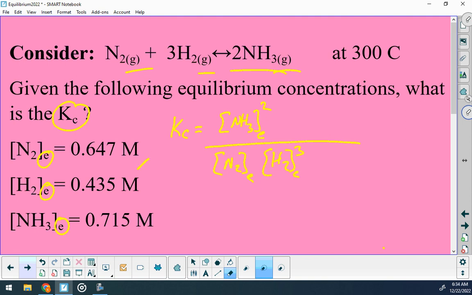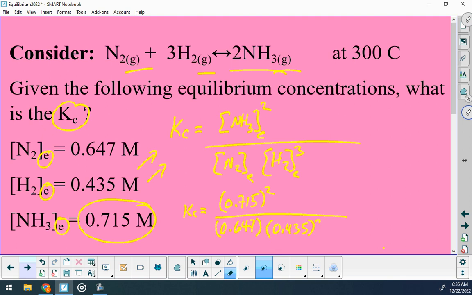Now I'm going to input this data in here. So my Kc is equal to, what's ammonia? Ammonia is 0.715, and I'm going to square that. Divide that by my nitrogen. Nitrogen is 0.647 molar, times my hydrogen, 0.435. And what am I going to do with the hydrogen? I'm going to cube it.